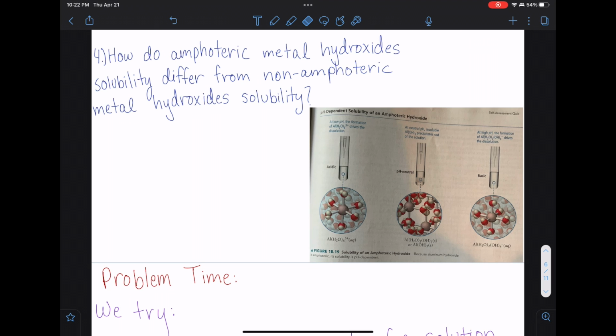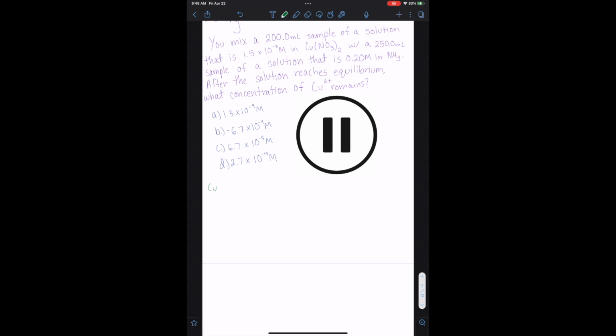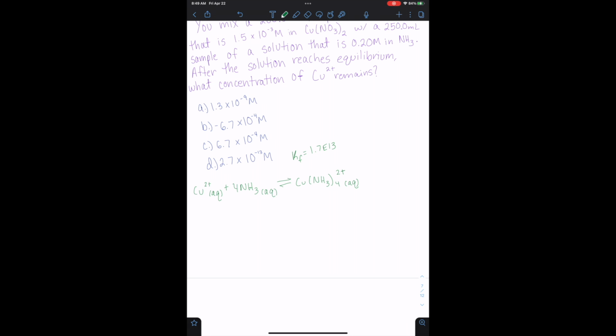4. How do amphoteric metal hydroxides' solubility differ from non-amphoteric metal hydroxide solubility? All metal hydroxides become more soluble in acids, but amphoteric metal hydroxides also become more soluble in bases. So go ahead and pause real quick to read the question for yourself, but I'm going to get started by writing out the balanced equation for the complex ion equilibrium.